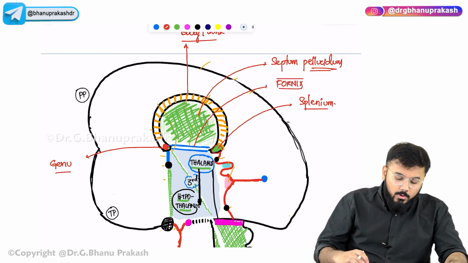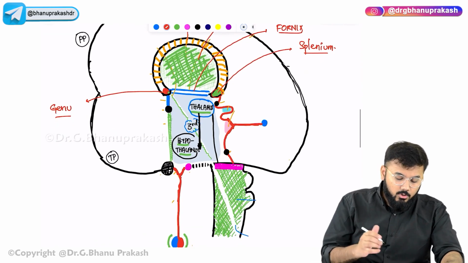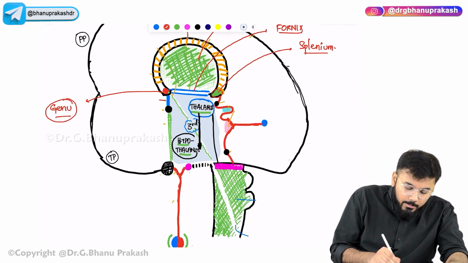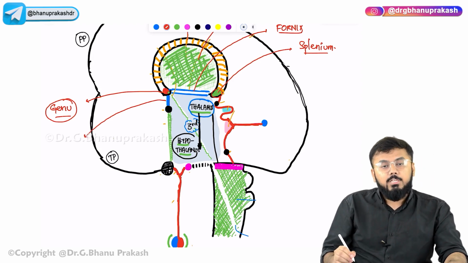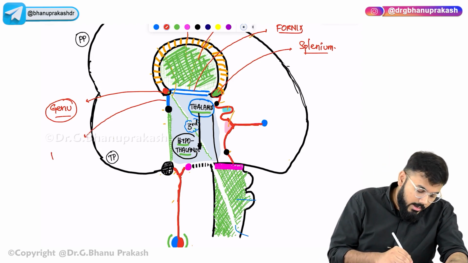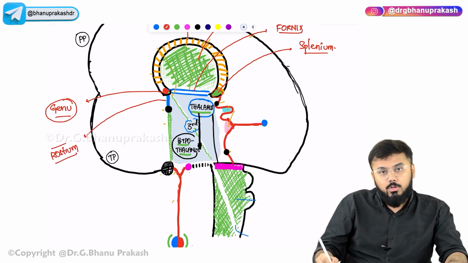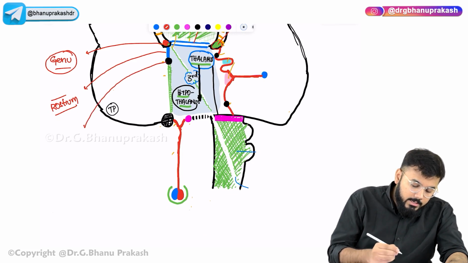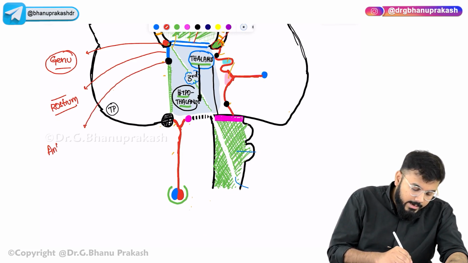Now let us leave this discussion and concentrate on the genu. Hanging down from the genu, you see a blue color part. This blue color part over here is called the rostrum. What do you call this? You call this the rostrum. And beneath the rostrum, this particular part over here is called the anterior commissure.